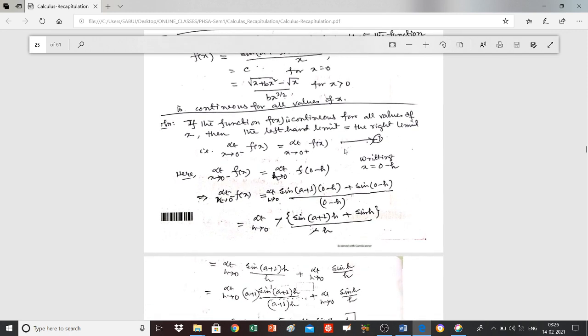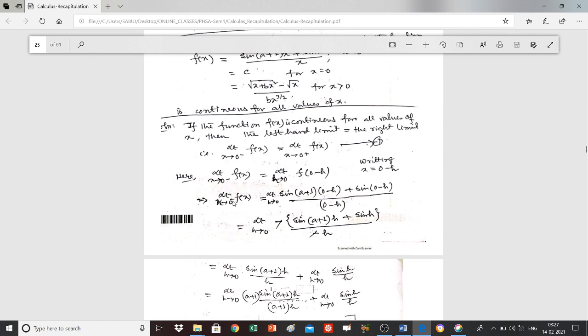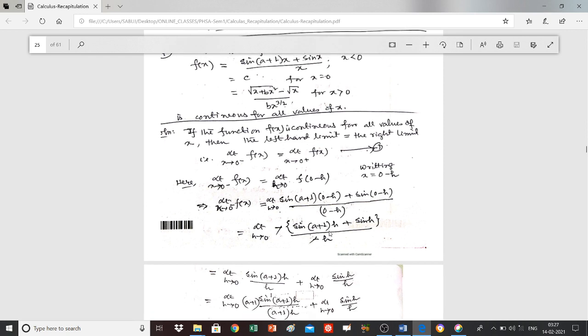If the function is continuous, then we know that the left hand limit is equal to the right hand limit. Now the left hand limit can be written as limit h tends to 0 of f(0 - h), and in this case for the left hand limit the value of x is less than 0, so you have to adopt this expression. So the left hand limit is equal to limit h tends to 0 of [sin((a + 1)(0 - h)) + sin(0 - h)]/(0 - h). Now just simplify it.